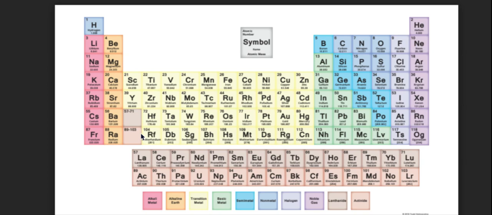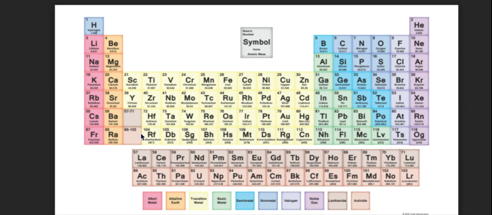Those are negatively charged. Now, the secret and the key to figuring out how many protons, neutrons, and electrons you'll have in any element is by looking at the atomic number and the mass. That's why if you don't know how to round to the nearest whole number, this might be a little tricky for you. So there are some elementary math skills involved.